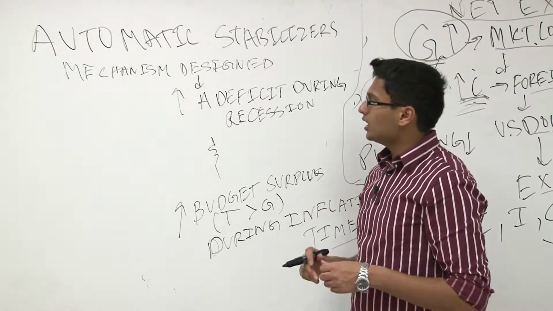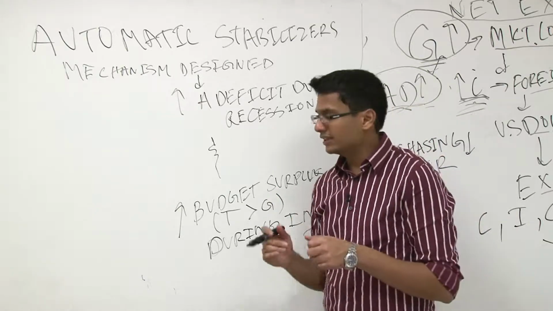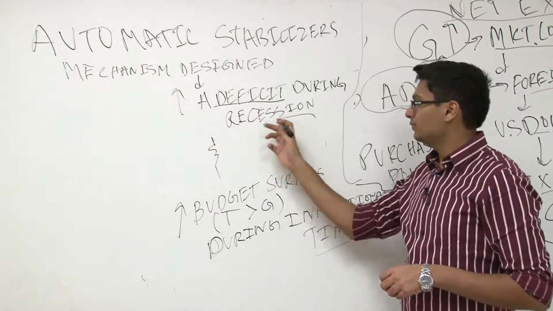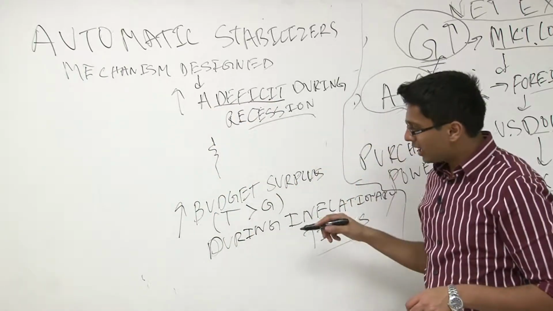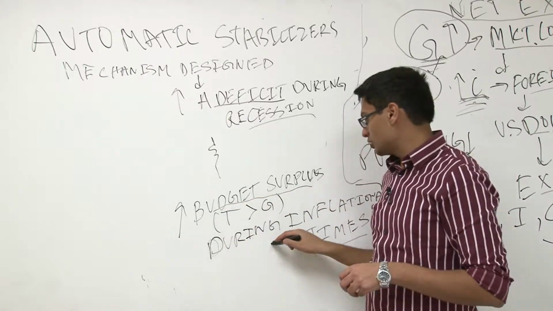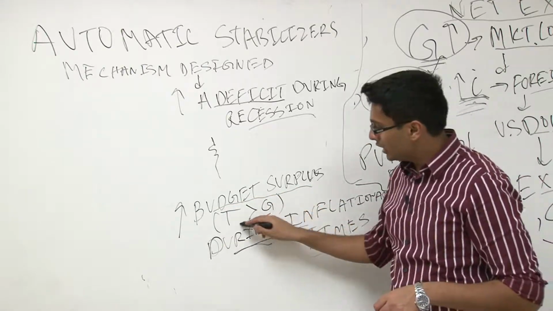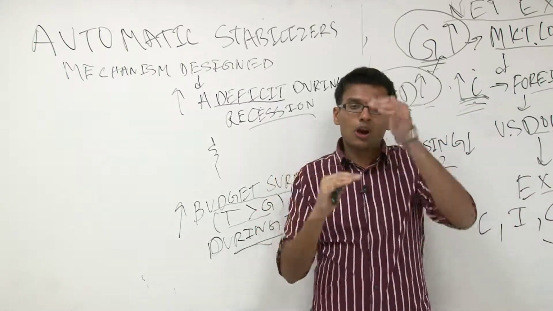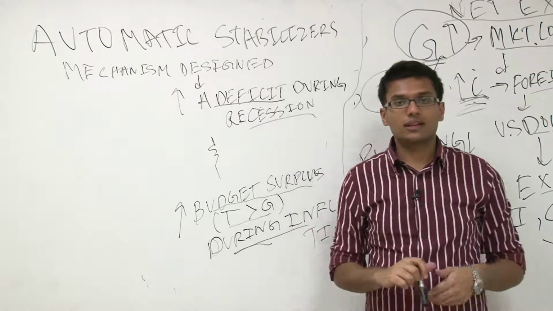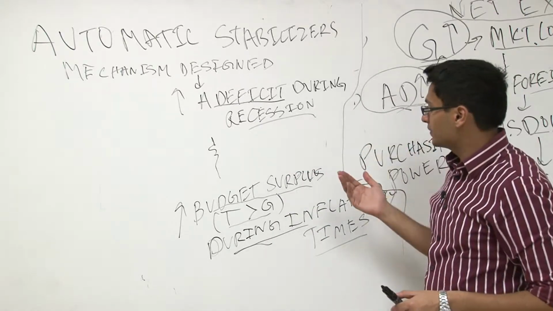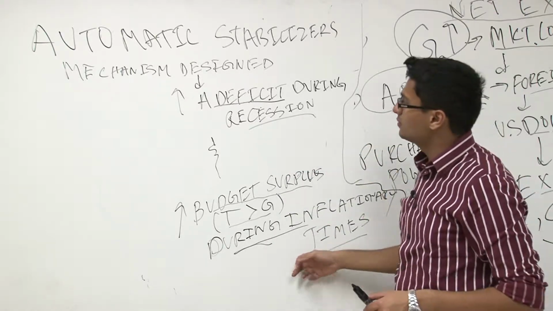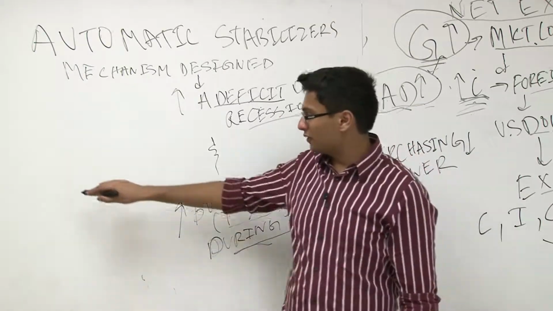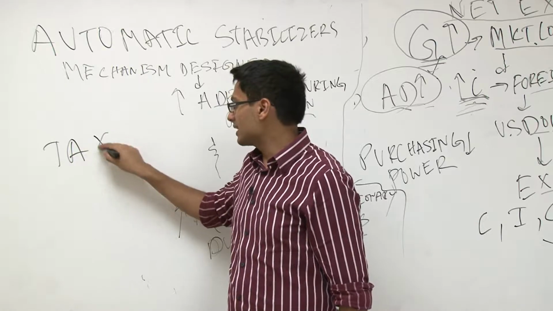So if you can design somehow automatically a system where you can increase the deficit spending during a recession, and at the same time you increase the budget surplus during inflationary times, because when you increase taxes you can control inflation that way, then you have a pretty good system. Because you're automatically trying to control the business cycle. So this is a great thing. So how are these systems available in the real world? Well, they come in the form of tax systems.